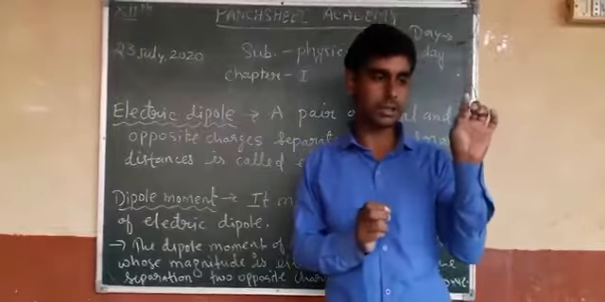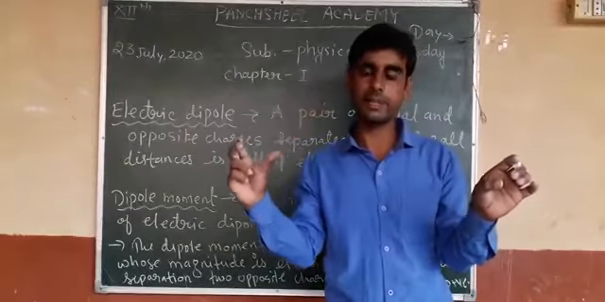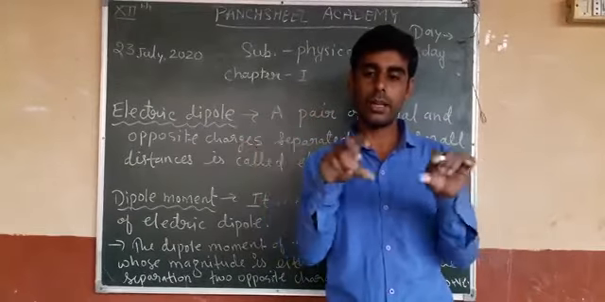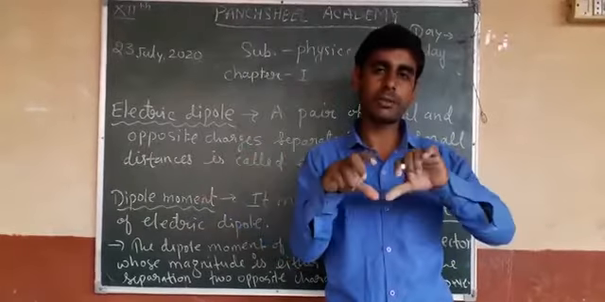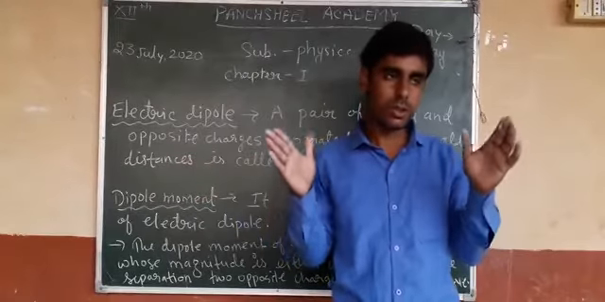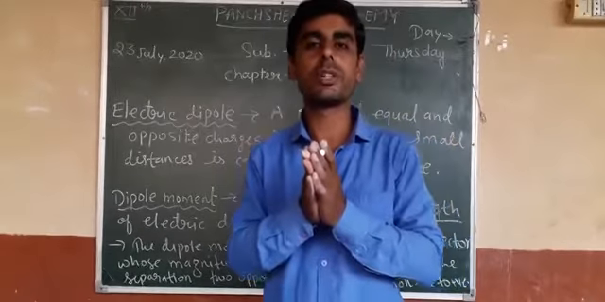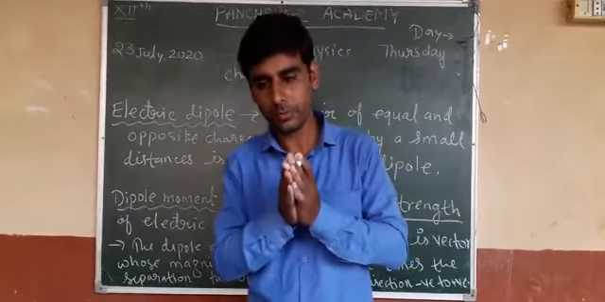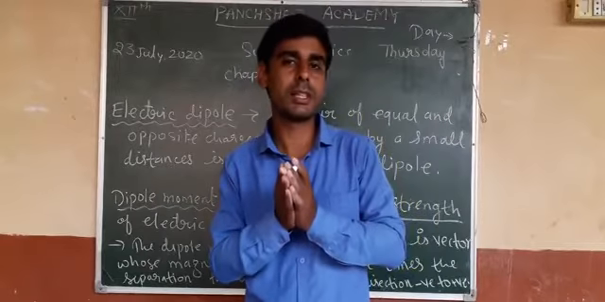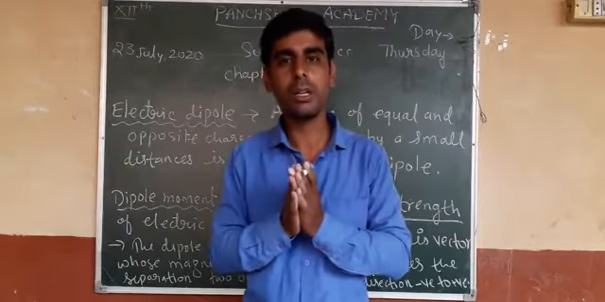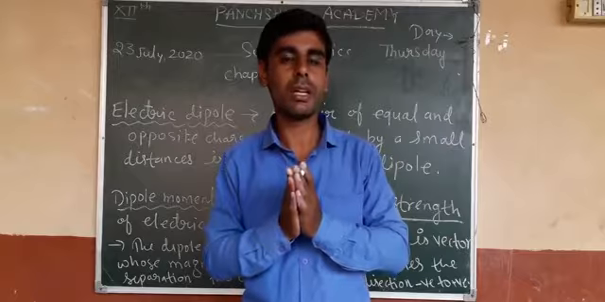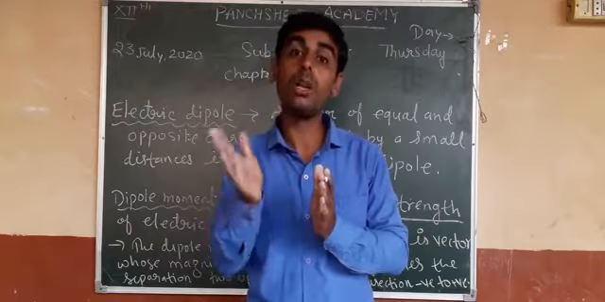Suppose the first charge is minus q and the second is plus q, and these two charges are separated by a small distance. This pair of two opposite and small charges is called an electric dipole. And how do we measure the strength of this dipole? The strength of this dipole is measured by the dipole moment.